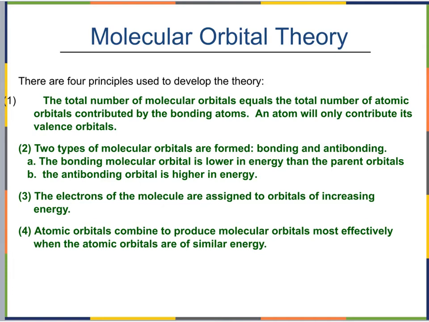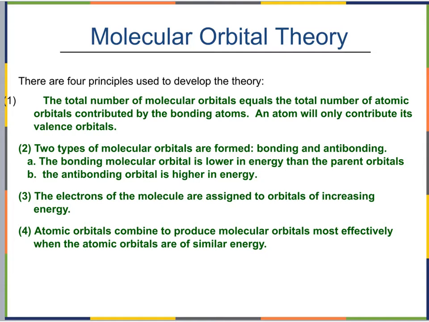So there are four really important things to remember as we work through molecular orbital theory. The first thing is that the total number of molecular orbitals has to be equal to the total number of atomic orbitals that are contributed by the bonding atoms. An atom is only going to contribute its valence orbitals. Keep that in mind. We're only going to work with valence orbitals. We haven't really changed that; in all of bonding, we focus only on valence orbitals.